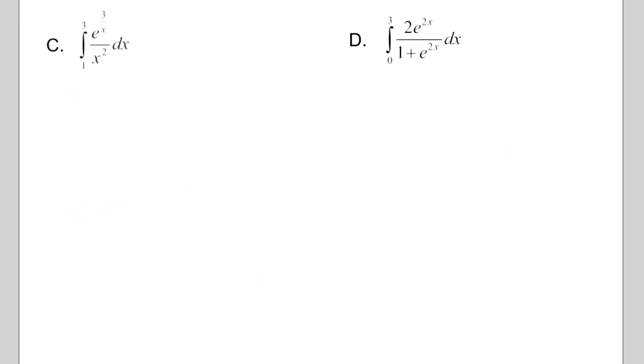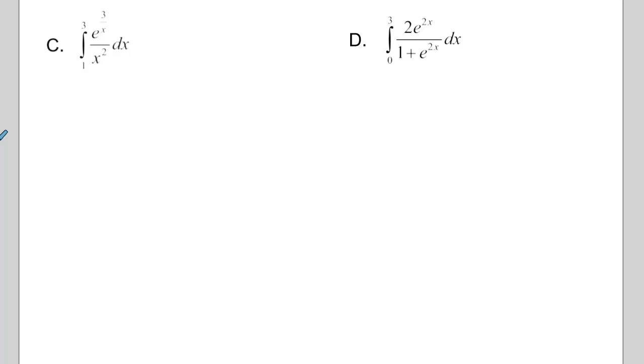All right, what about C? And please feel free to pause the video and work these on your own and then come back and check. But we've got the integral from 1 to 3 of e to the 3 over x squared. So we have a lot of things going on here. But one thing we know about e raised to a power, if we're going to be able to integrate it, we've got to have the derivative of this power present, right? It needs to be there.